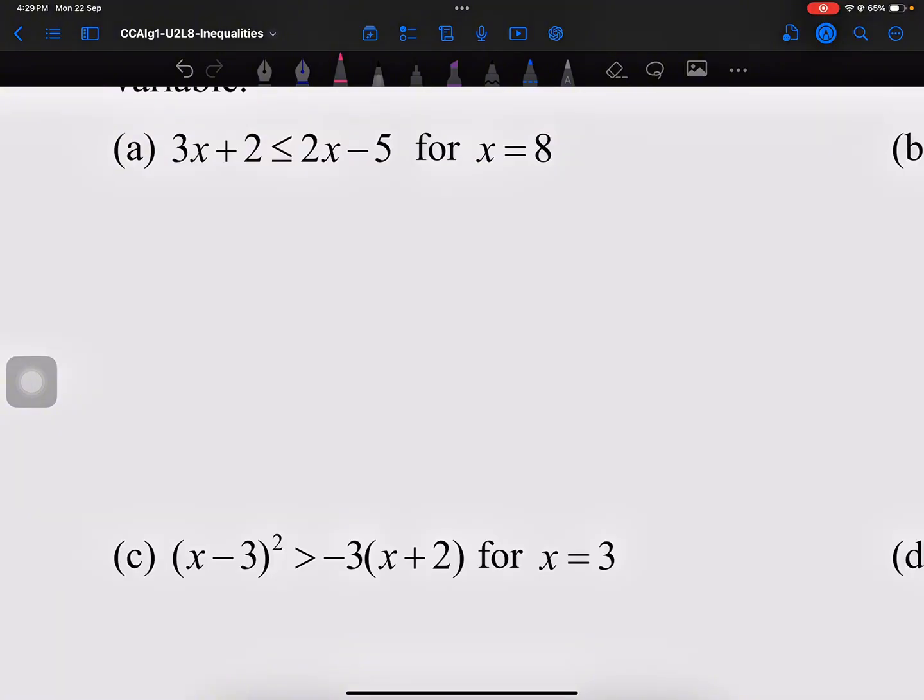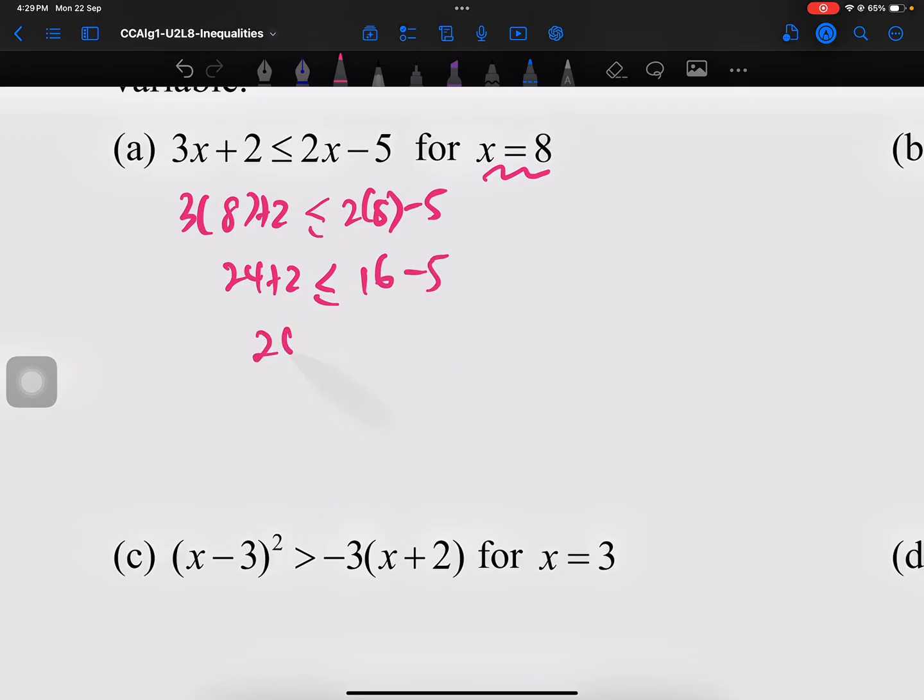Next question, given x equals 8, so you substitute 8 inside. So 3 times 8 plus 2 less than or equal to 2 times 8 minus 5. Okay, here is 24 plus 2, 16 minus 5, 26 less than 11. So 26 is not less than or equal to 11, false.